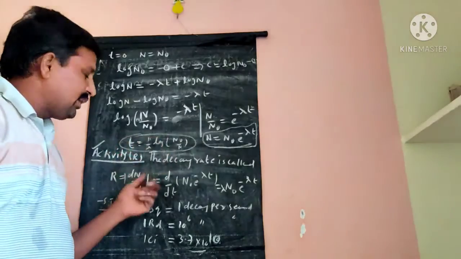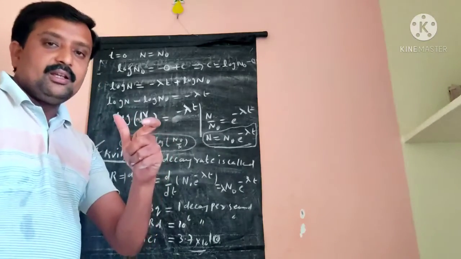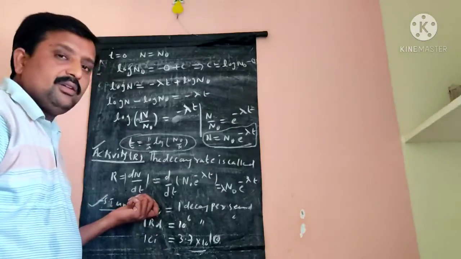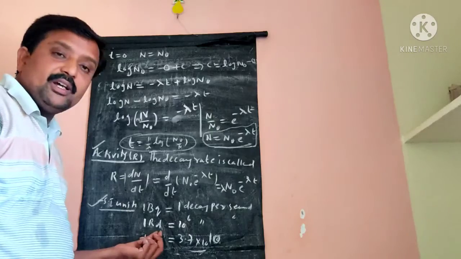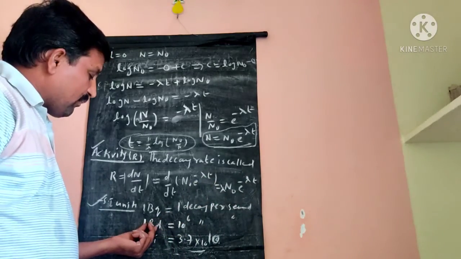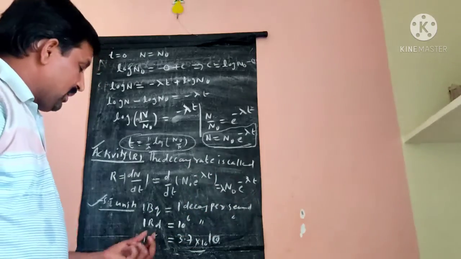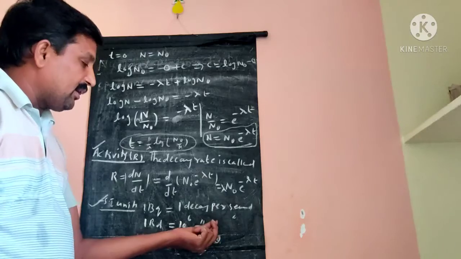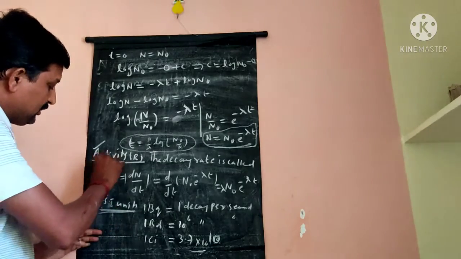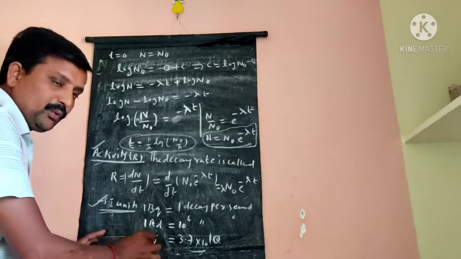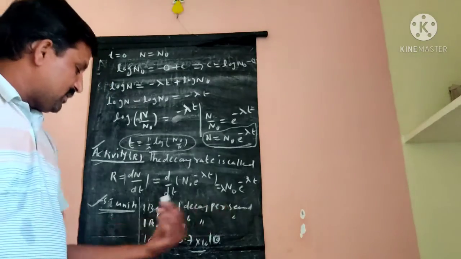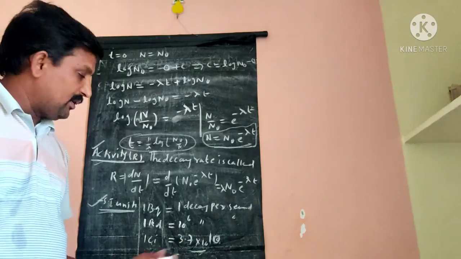The decay rate, the decay per unit time, is called activity. The SI unit of activity is the becquerel, and it is also measured in rutherford and curie. 1 becquerel is equal to 1 decay per second, 1 rutherford is equal to 10 to the power of 6 decay per second, and 1 curie is equal to 3.7 into 10 power 10 decay per second.